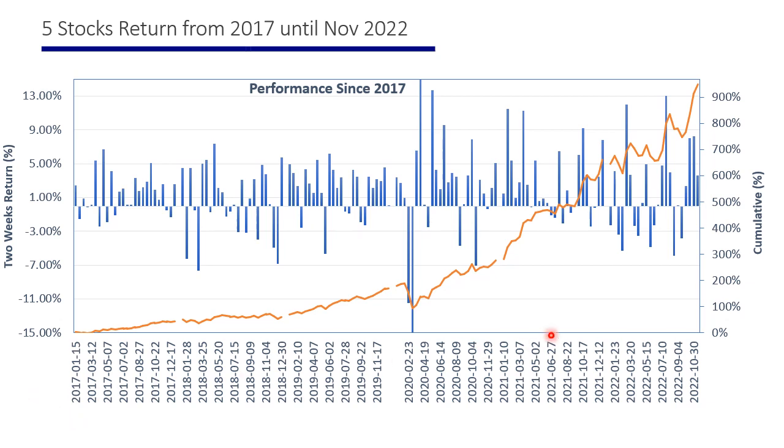Here you can see the return of this method since the beginning of 2017 for the 5 stocks strategy. And as you see, at the end of November 2022, we reach something like more than 900%. And as usual, you can read the cumulative return on the right axis together with the orange curve, and the return of each individual package on the left axis together with the bars. In the next slides, I will go through the return of each year separately, for those who are interested to know more about the return in each individual year.